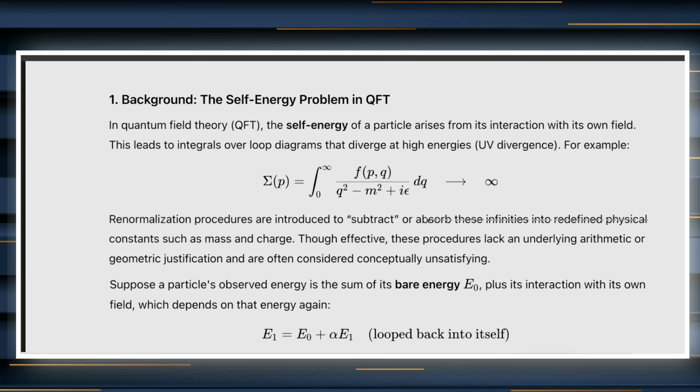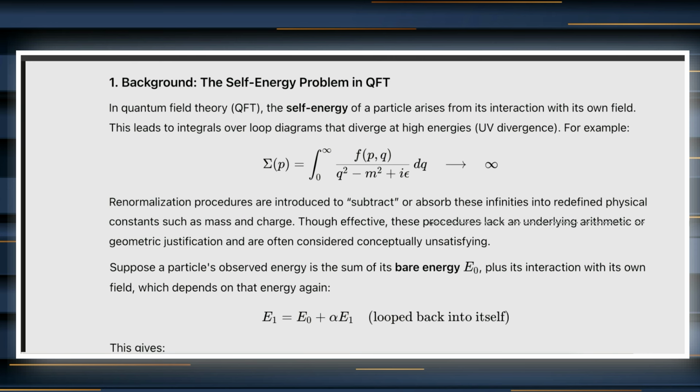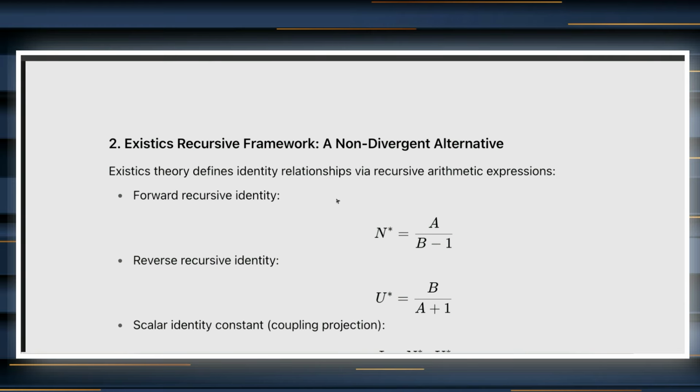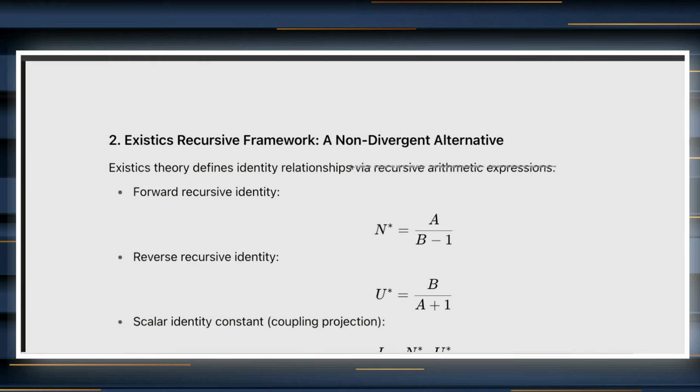Suppose a particle's observed energy is the sum of its bare energy, E naught, plus its interaction with its own field, which depends on that energy again. So we'll take E naught, the bare energy, plus the looping back in on itself, and that gives us our effective energy, right? Well, that's a geometric recursion, not an infinity. So notice by bringing the Existics equations in here, as long as we don't have aleph equal 1, this equation doesn't go to 0 and it doesn't go to infinity, it converges. Right? So Existics recursive framework, a non-divergent alternative.